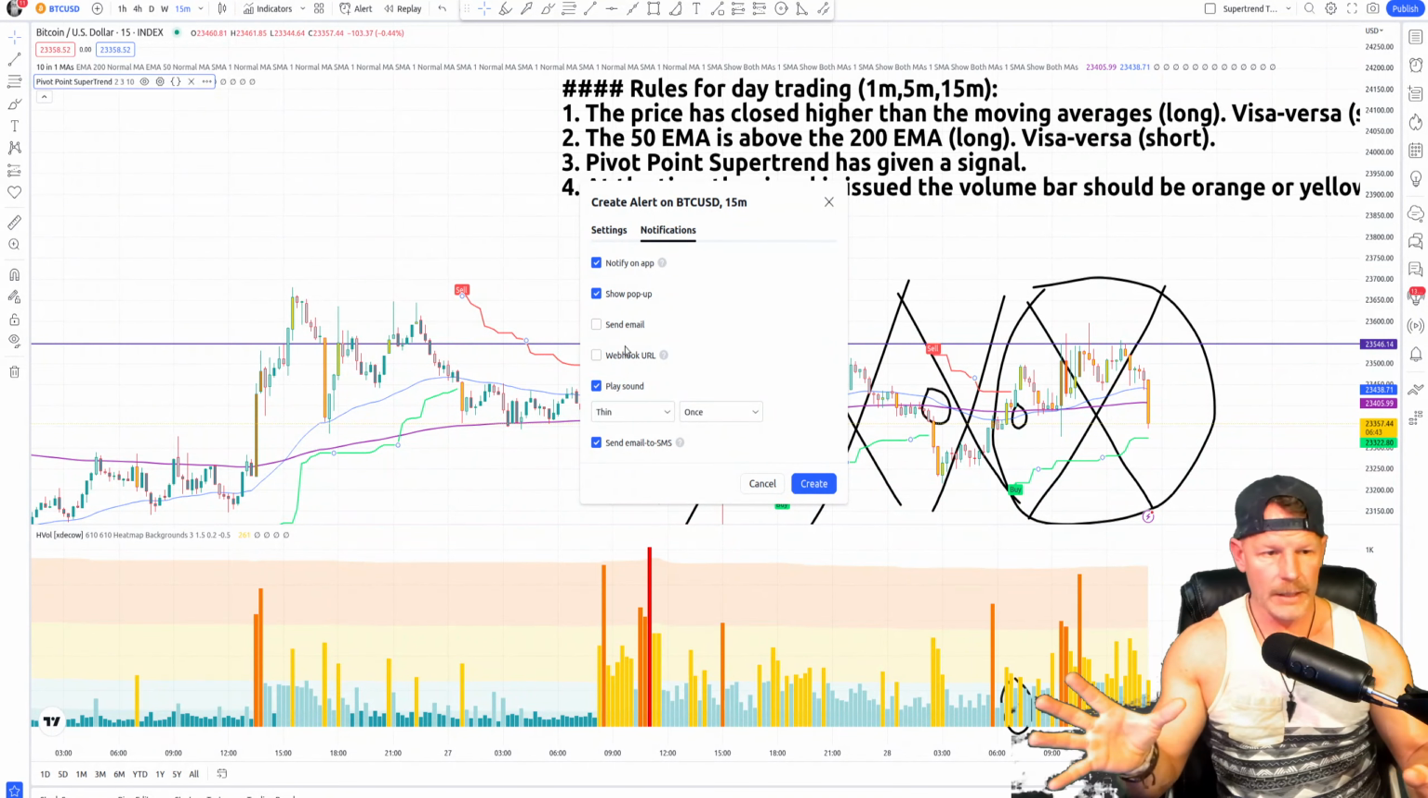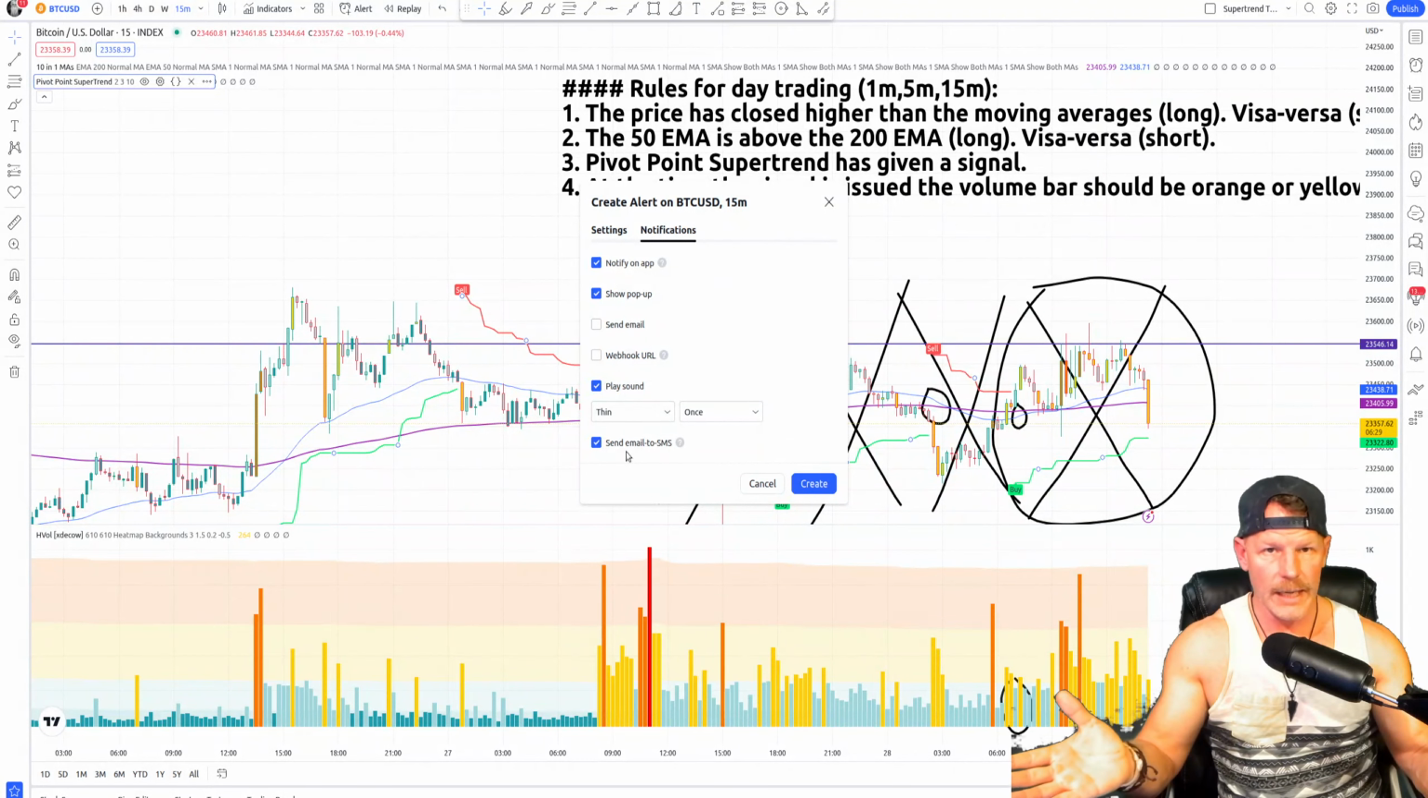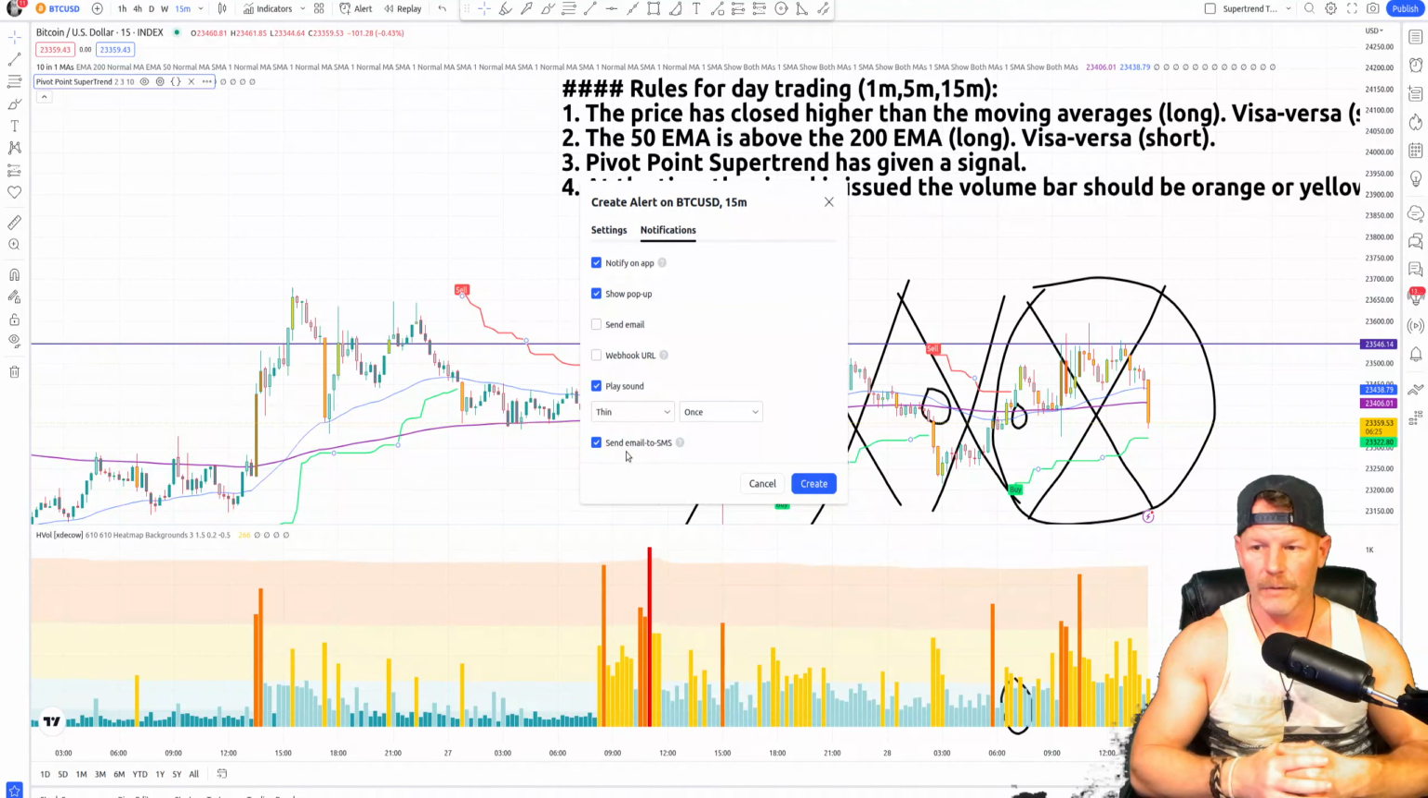If I'm not paying attention to my screen or my automation, if I hear the sound, if I'm upstairs getting coffee and I hear that sound, I know I've got an alert. All right, and you can send that email to SMS, so you do get a text message as well. There are many ways to have TradingView alert you. Take advantage of this, guys.